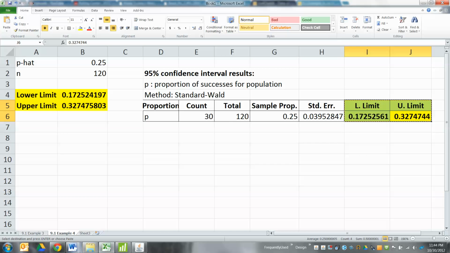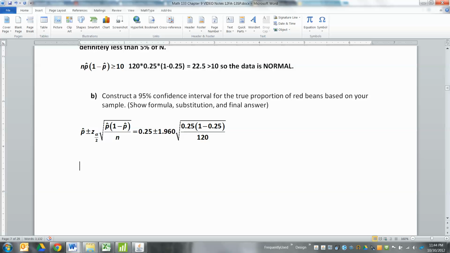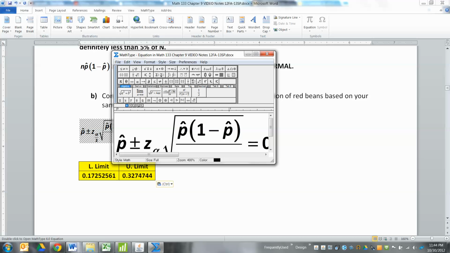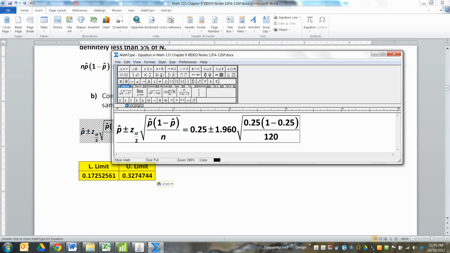Cool. All right, so I will copy and paste this back in to the notes. So we have that, and then the interval itself is those two numbers. Let me get down here. Okay, it's equal to 0.1725, comma, 0.3275. Or if we want to round, 0.173 to 0.327. Does that sound familiar?